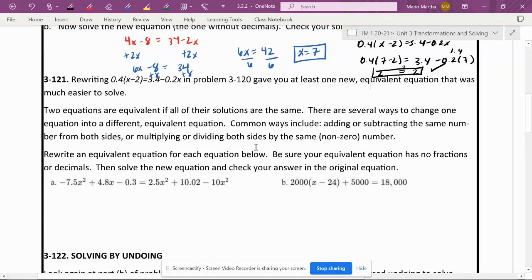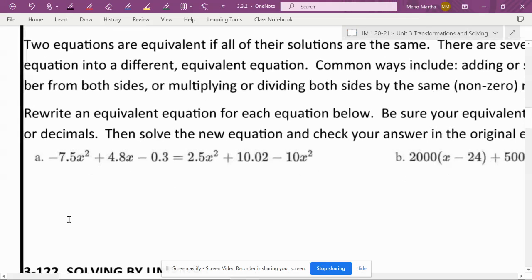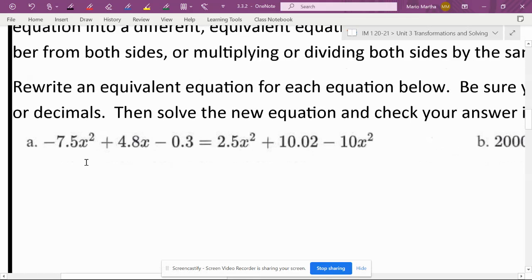If you notice on part A right here, we have negative 7.5x squared plus 4.8x minus 0.3 equals 2.5x squared plus 10.02 minus 10x squared. So one of the things we can do here is, again, we want to get rid of the decimal, right? So here we want to multiply everything by, in this case, we have in the 100s place a 0.2 so let's multiply everything by 100.